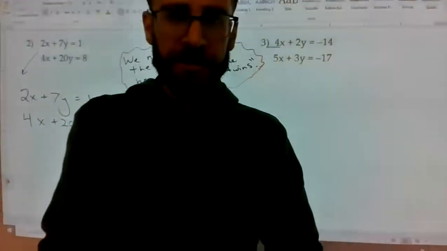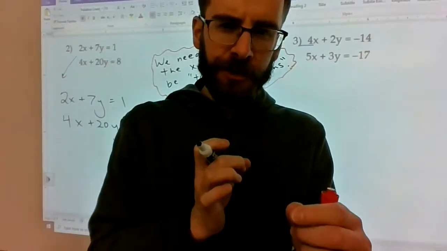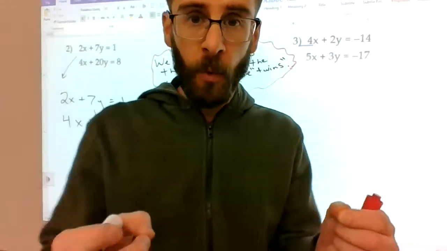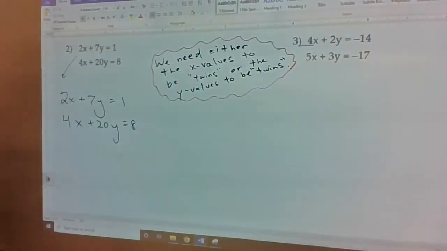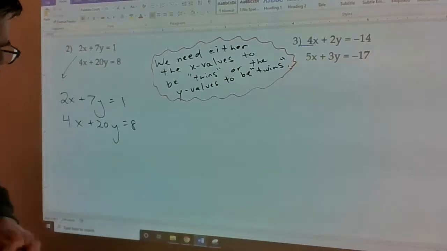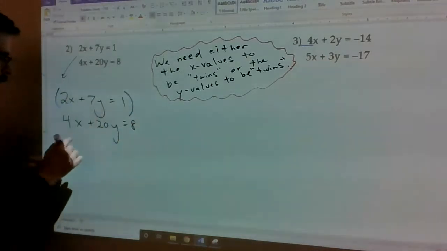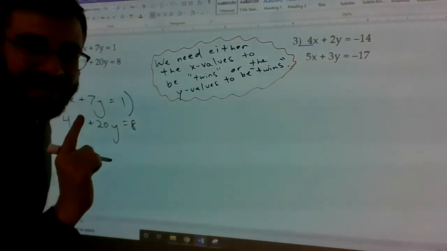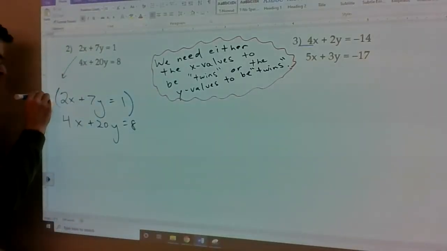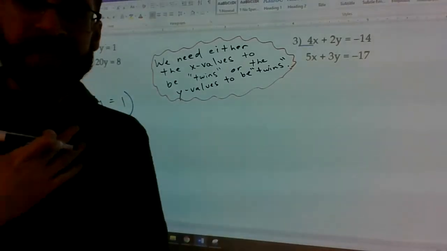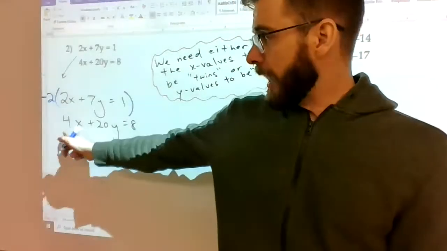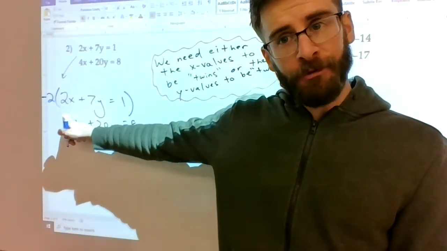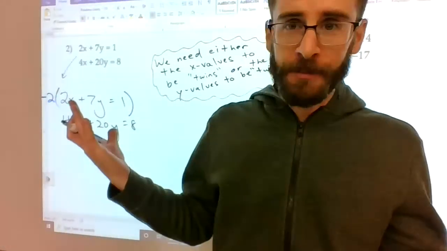So pause the video for a second and ask yourself, what would I do to try to get either the x's the same or the y's the same? All right, let's see. Did you guys pick multiplying the top by negative 2? Because in my mind, that's the most convenient approach. Positive 4x here, you want negative 4x up there. Plus, I don't have to multiply the bottom times anything.